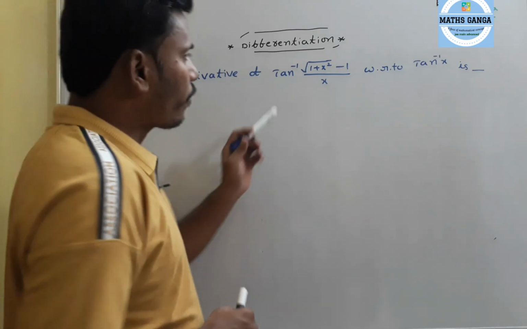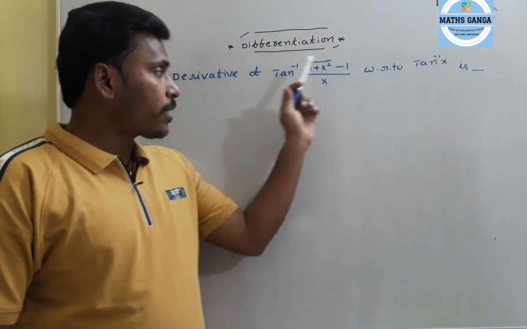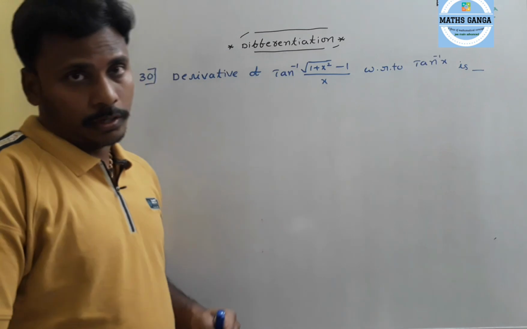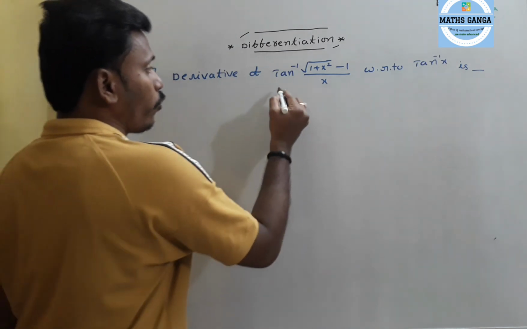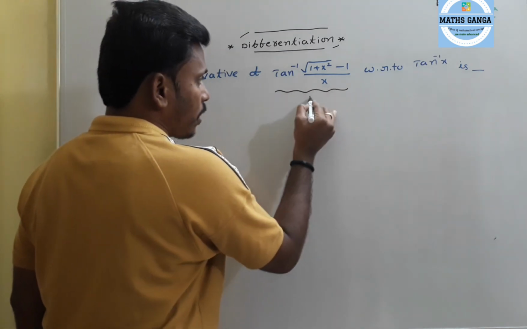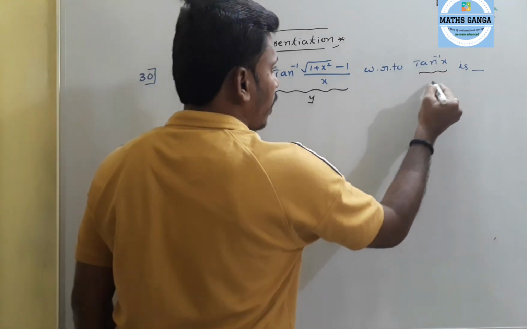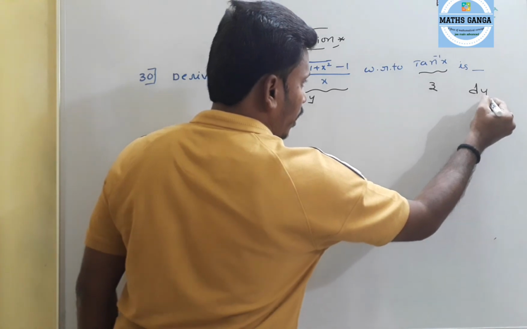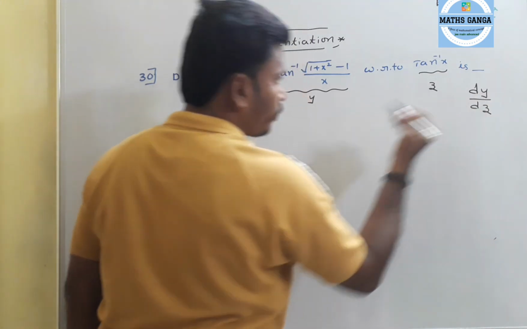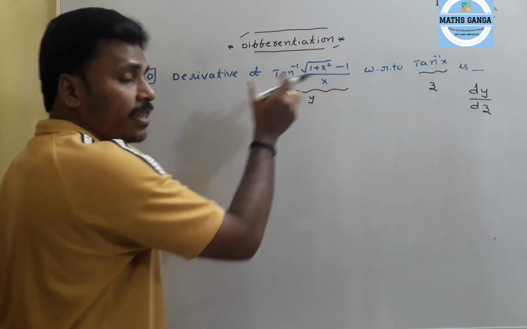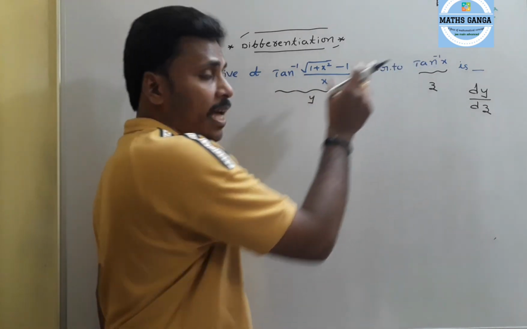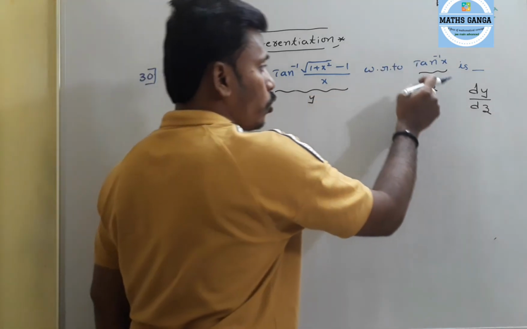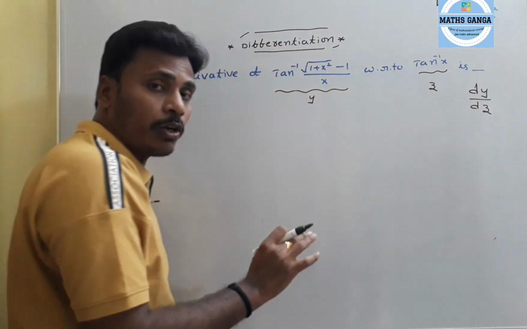So we need to calculate the derivative of tan inverse of (root of 1 plus x square minus 1) by x, with respect to tan inverse x. Just for our convenience, if you treat this function as some y and this function as some z, then our task is to find dy by dz. If you take this as y and that function as z, the question is about finding the derivative of y with respect to z. So dy by dz we need to calculate.